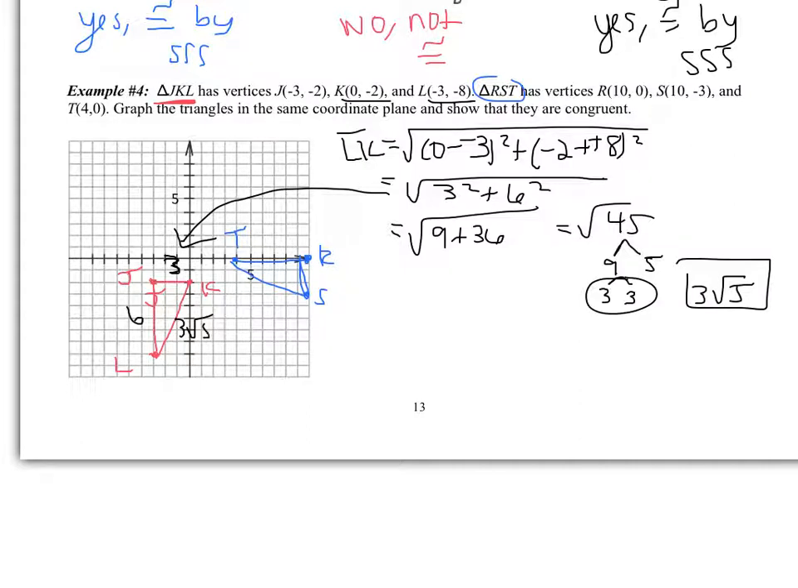So 3 root 5. Right now, I would like you to pause the video and find the blue triangle, triangle RST. I want you to find all 3 sides. When you are finished, come back.